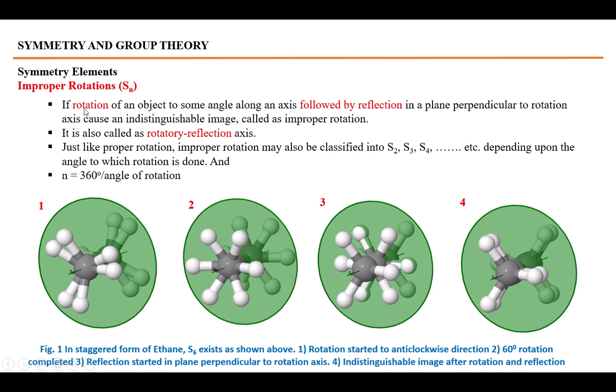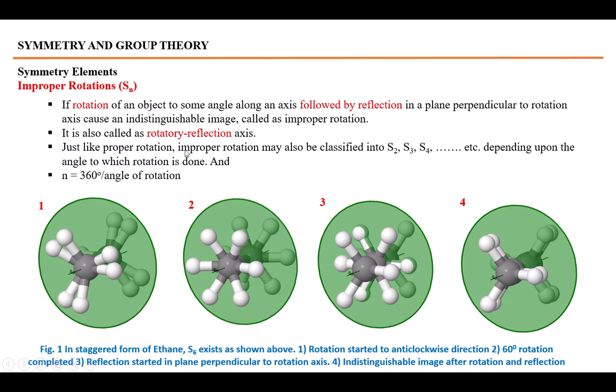Whenever you apply a rotation, the molecule will not be in an indistinguishable form, but whenever you apply the reflection after this rotation, perpendicular to the axis of the rotation, then the molecule will be in an indistinguishable form, the same form as it was before applying the rotation and reflection. This is called an improper rotation. It is also called a rotatory reflection axis.